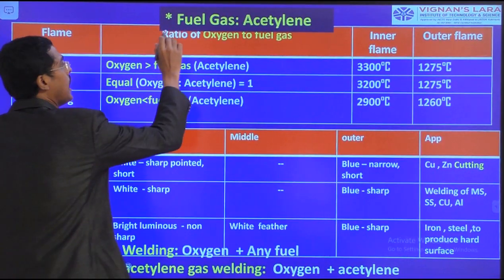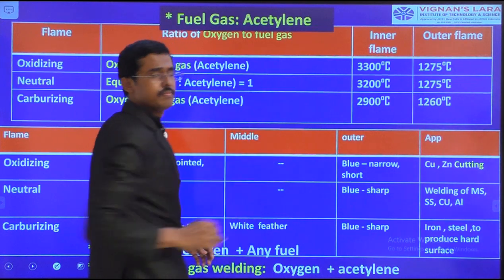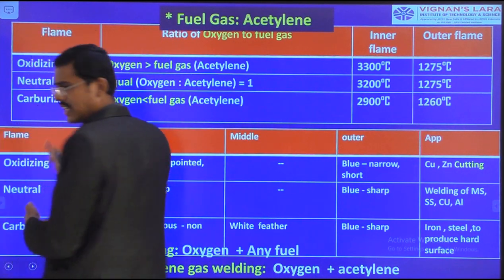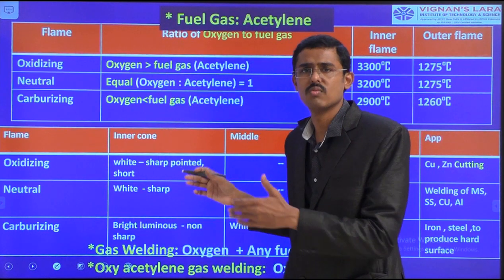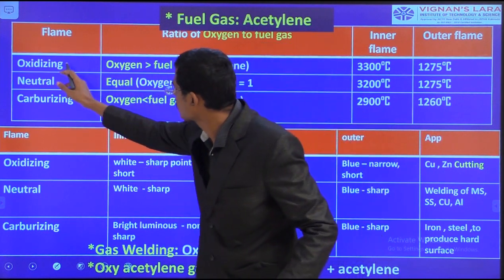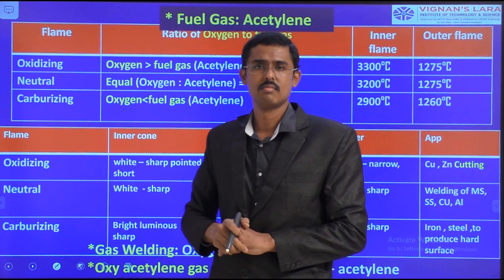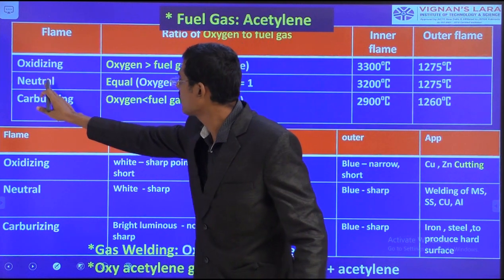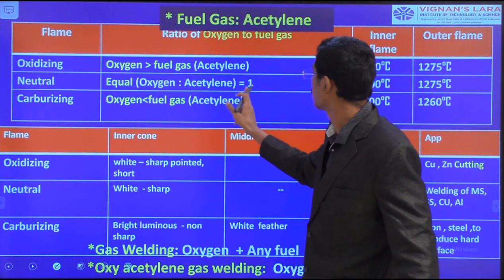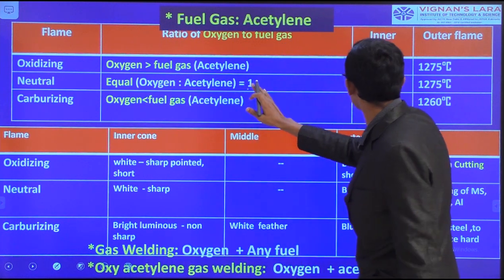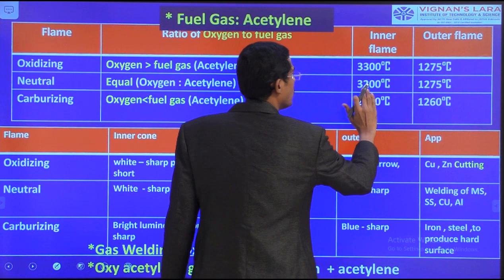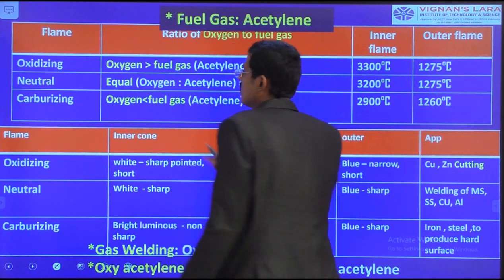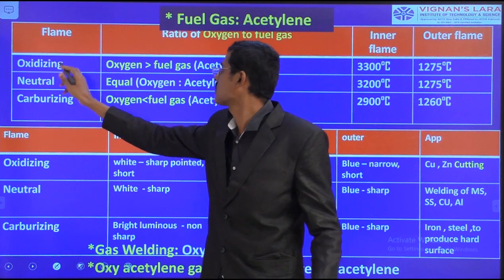Okay, see, I have taken fuel gas of acetylene in this setup. What we have seen now is oxidizing, neutralizing and carburizing. For neutral, oxygen to acetylene is equal, 1 to 1. The temperature, inner cone is around 3200, outer cone is around 1275. Okay, we understand. Now I am increasing the oxygen for oxidizing.